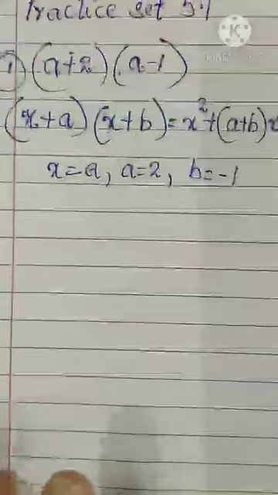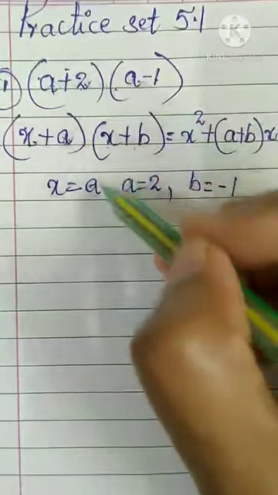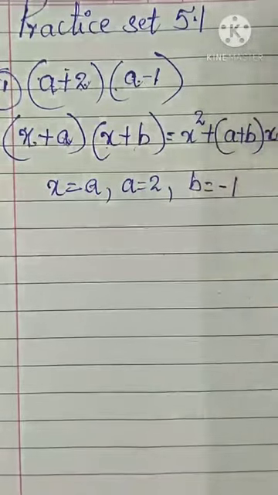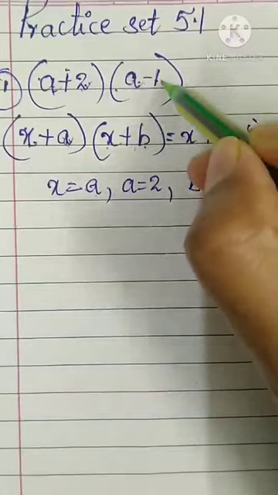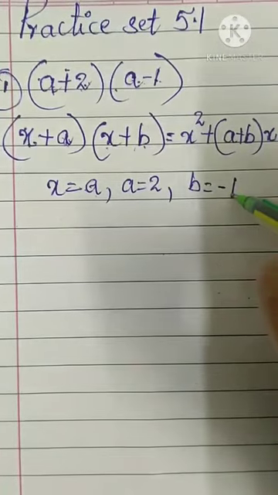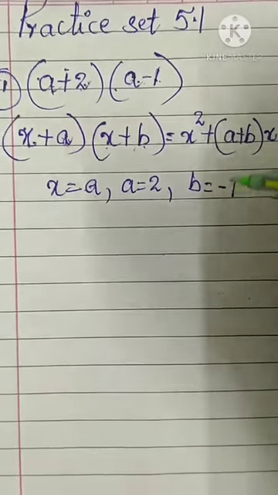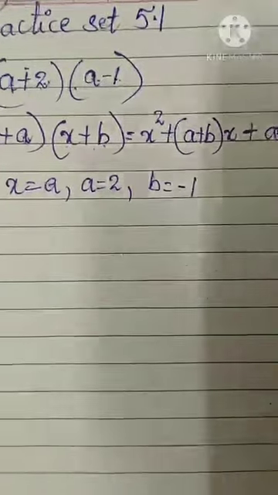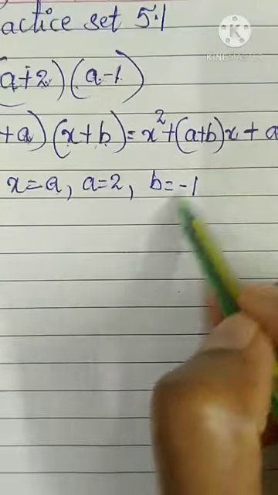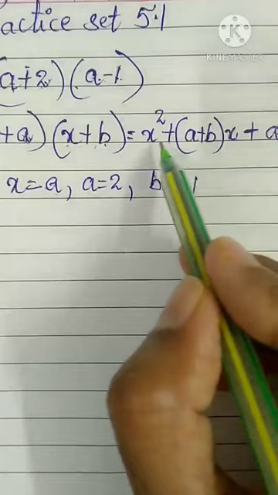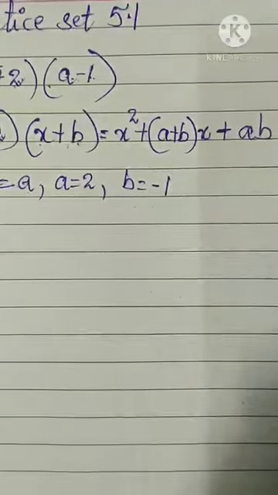So here a is 2, plus 2. So you need not write the plus here. It is understood. But b is minus 1. That you have to write. So here you should be very careful. After getting x, a and b, we will substitute the values in this expansion carefully.